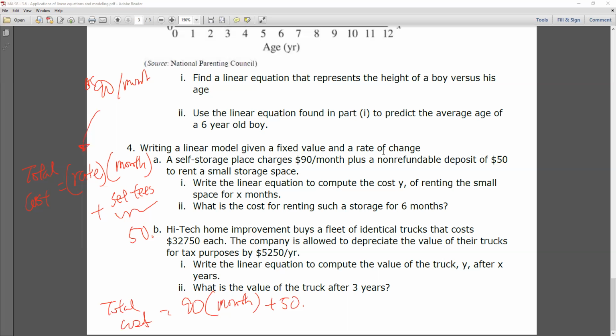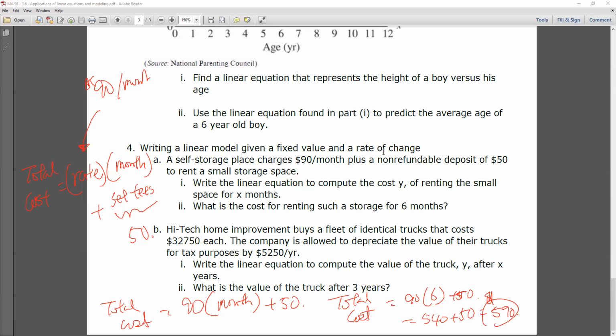Okay, so check this out. Part B, we need to figure out the cost for renting the storage for 6 months. So it just means we're going to plug in 6. So total cost is going to be 90 times 6 plus 50. You should end up getting 540 plus 50, which is 590. So $590 for part 2 of the first part A.